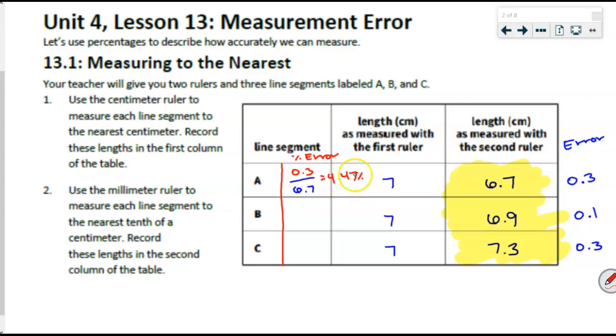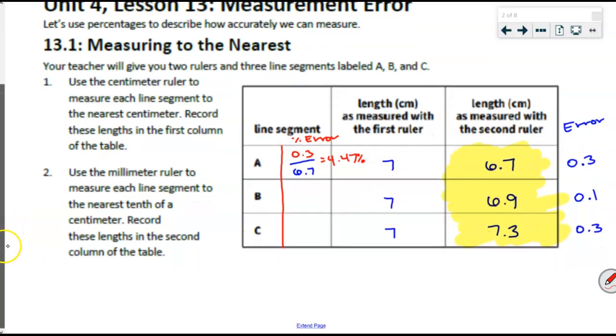Repeat that process. Please find the percent error for each of the others. We know what the error is. We know that we are comparing it to the original, not the original, sorry, the accurate amount. Find the percent error for B and C as well, while I take some additional notes up on the screen to find the percent error. Get those calculations done, please.